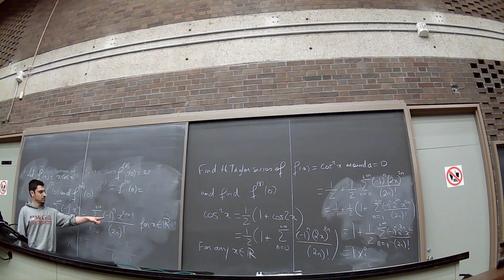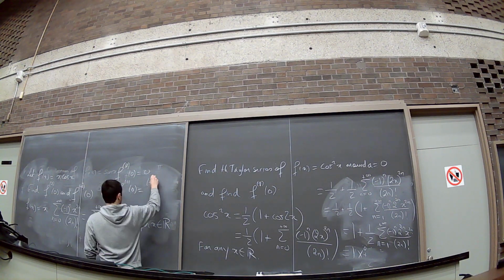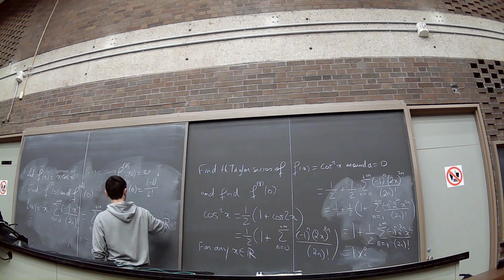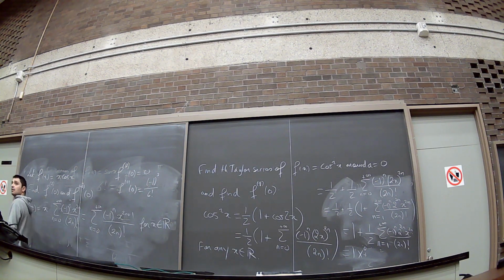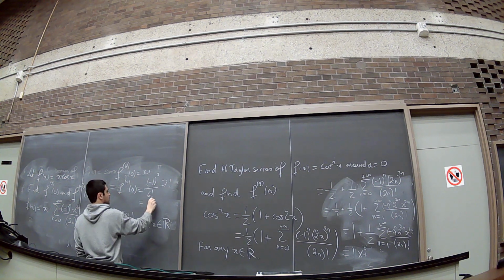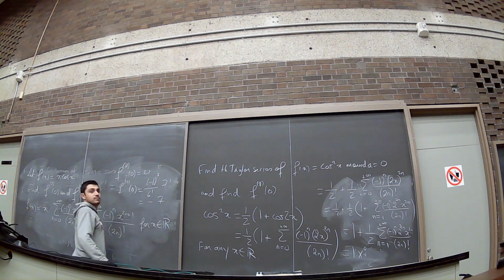What do I need to do? I need to plug in n equals 3 in the coefficient, right? So this is just (-1)^3 over 6 factorial. Did I forget something? No. What did I forget? The 7 factorial, right? So this is just minus 7 factorial divided by 6 factorial, which is minus 7.